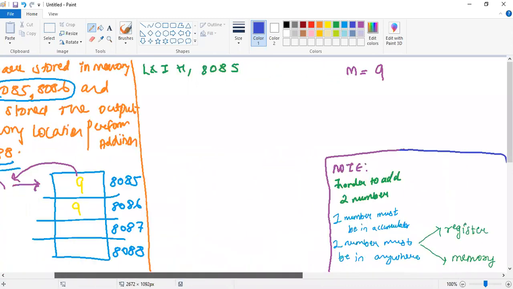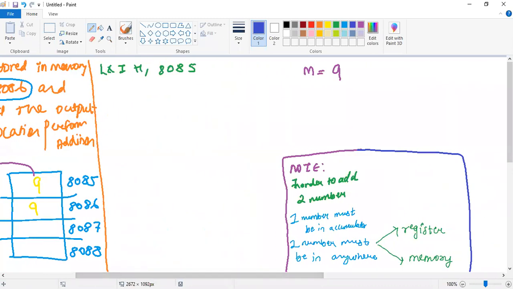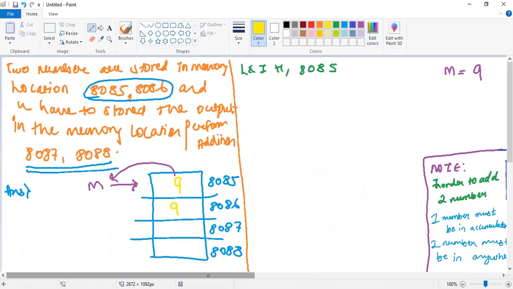See, this is the note which you have to keep in your mind. I am saying again: in order to add two numbers, or in order to do any arithmetic operation, meaning either addition, subtraction, or etc., anything with regard to arithmetic, your one number must be in the accumulator and the second number can be anywhere. Okay, this much I think is clear.